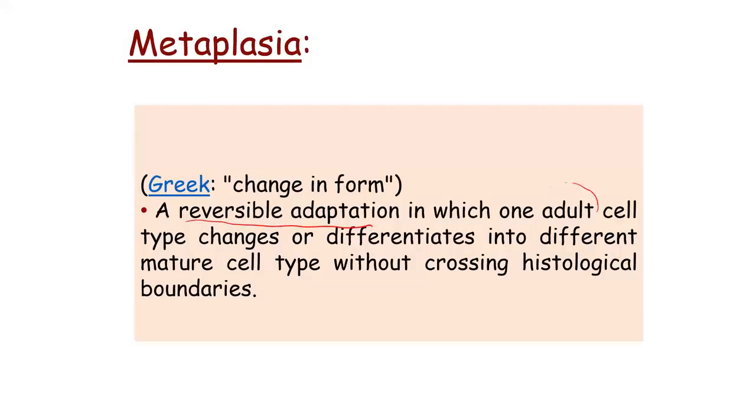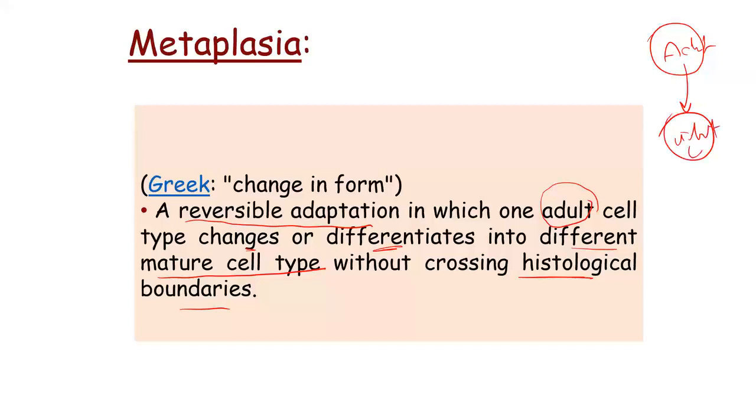You have an adult cell that changes into another mature adult cell, but without crossing histologic boundaries. You mean that epithelium changes to epithelium, mesenchymal changes to mesenchymal. Okay, so this is the histological boundary: epithelium to epithelium, mesenchymal to mesenchymal.